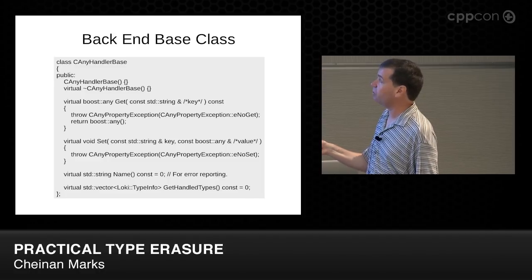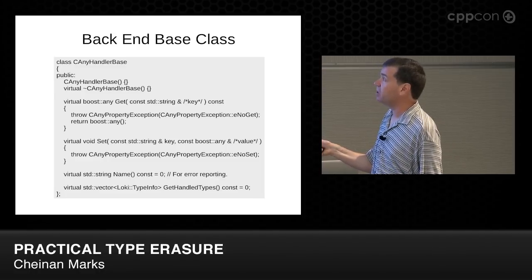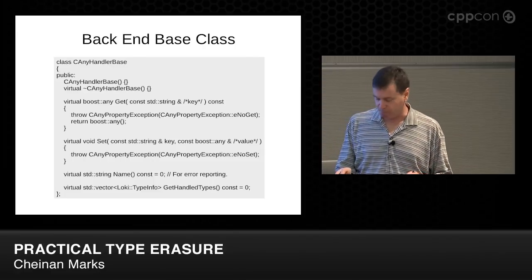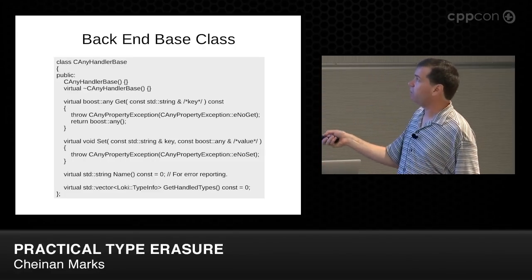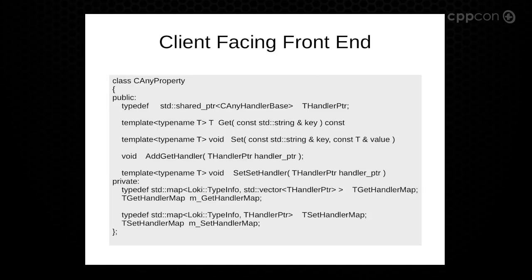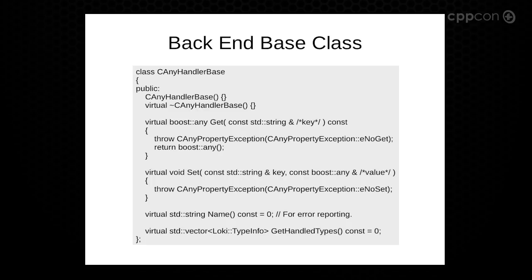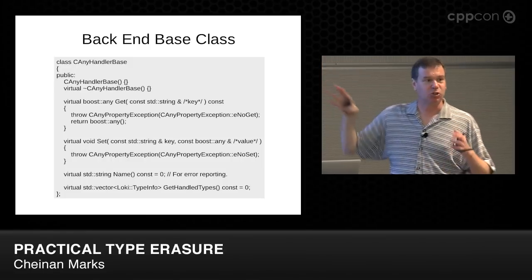have a get, and notice here boost any is making an appearance. Remember, one of the requirements was that boost any, the implementation, not be visible to the client. So if we go and look at the front end, you don't see boost any here, all right? But in the back end, where the client doesn't get to see it, it is showing up. And so boost any is going to be the magic, again, that is going to connect this and allow these virtual functions to essentially be templatized.